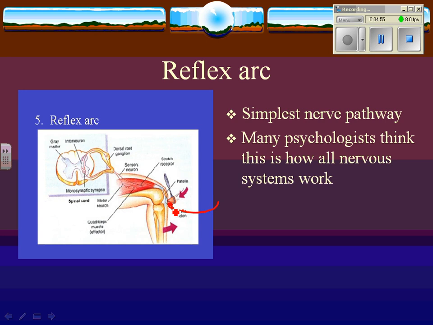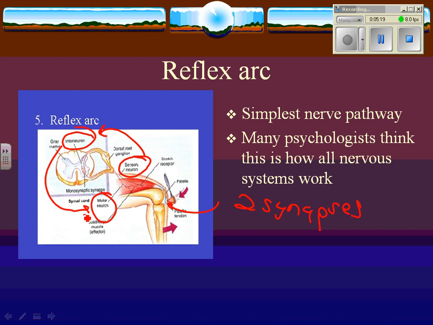A reflex arc has three parts: sensory nerve, interneuron, motor nerve. That's it. All this other stuff is meaningless. There are two synapses: one from sensory neuron to interneuron, one from interneuron to motor neuron.